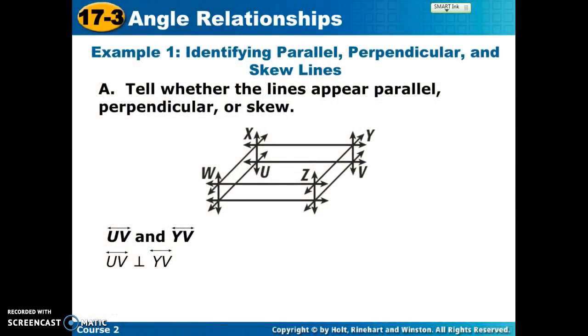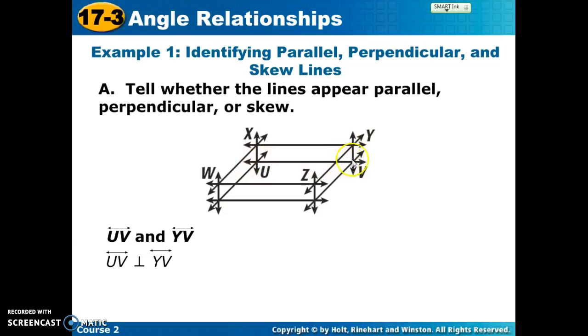All right, so here we have a picture, and we want to determine whether the lines are parallel, perpendicular, or skew. Let's look at our first example here. We want line UV. If we take a look at where UV is, it's the bottom one here from U to V that goes left to right. So we have that line. And we have line YV. So right here. You'll notice that they both share point V.